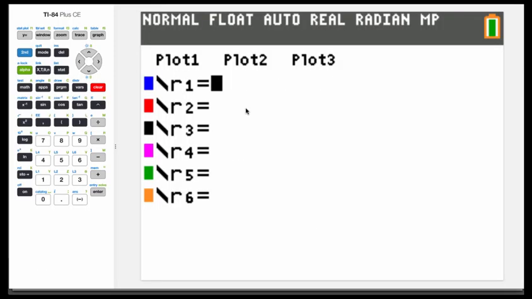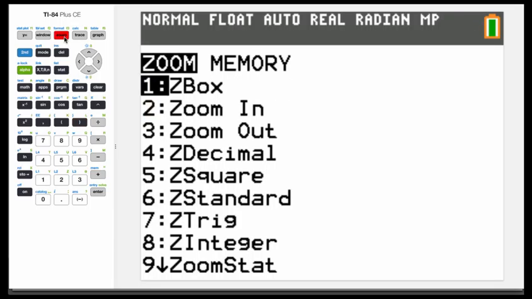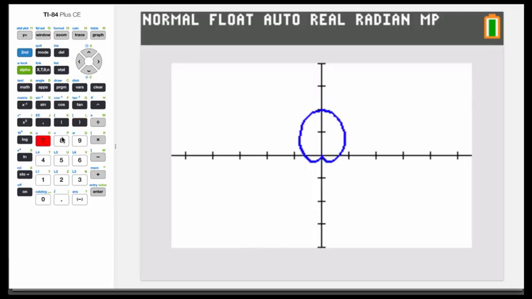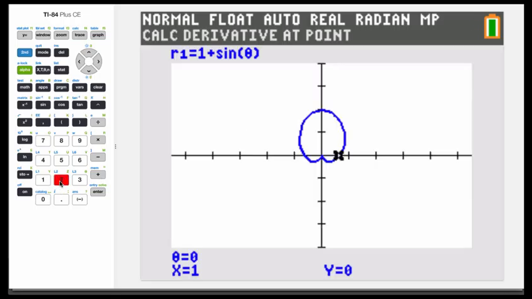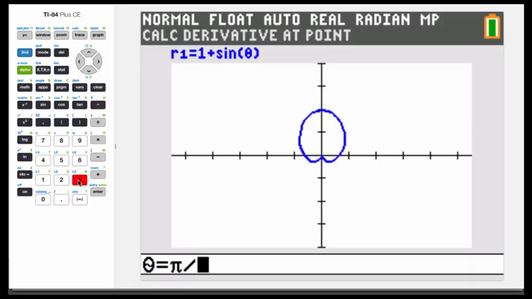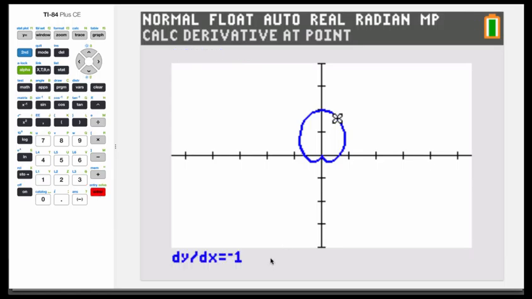Under r equals, on our graphing calculator, we're going to have 1 plus sine of theta, which is the equation for the cardioid that was described to us. I'm going to go ahead and do zoom trig. And this is what a cardioid looks like. Remember that we can do second trace, and the second option there is dy/dx, and we want it at the angle of pi over 3. So simply type in pi over 3, hit enter, and you'll notice the slope there does equal -1.